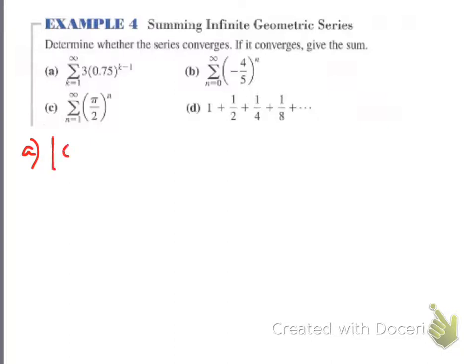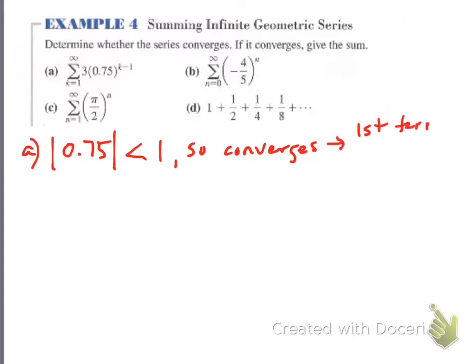Well, the common ratio is 0.75. So the absolute value of 0.75 is less than 1, so we do have a converge. First term. In other words, let k equal 1. What happens? You get 3 times 0.75 to the 1 minus 1, which is 0. So your first term is 3.